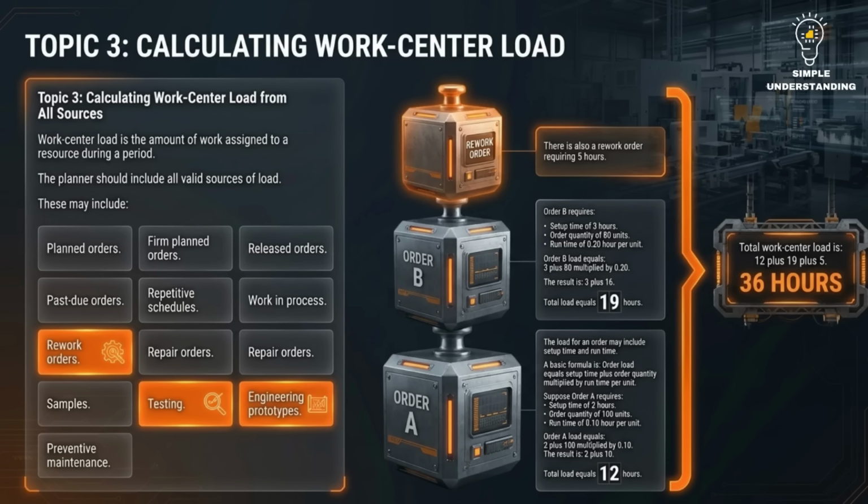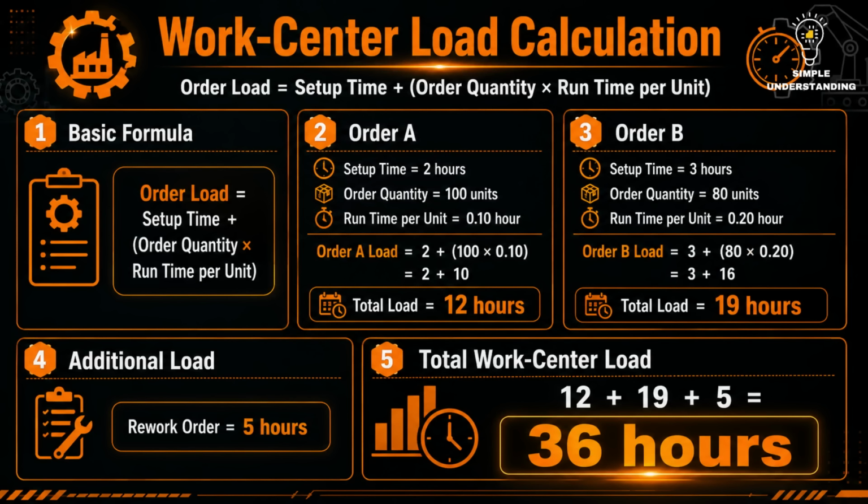Topic 3. Calculating work center load from all sources. Work center load is the amount of work assigned to a resource during a period. The planner should include all valid sources of load. These may include planned orders, firm planned orders, released orders, past due orders, repetitive schedules, work in process, rework orders, repair orders, samples, testing, engineering prototypes, preventative maintenance. The load for an order may include setup time and runtime.